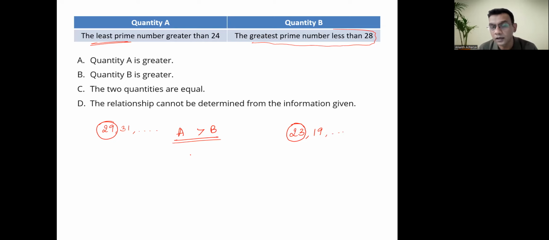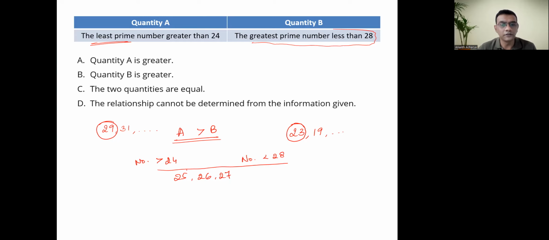When I'm practicing at home, towards my GRE preparation, I do an alternate approach too. So what's an alternate approach? I look at quantity A and quantity B. Quantity A is talking about a number greater than 24, whereas quantity B is talking about a number less than 28. So I'll list down numbers which are greater than 24 but less than 28. That's 25, 26, 27.